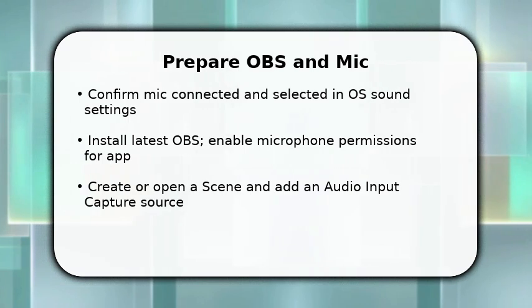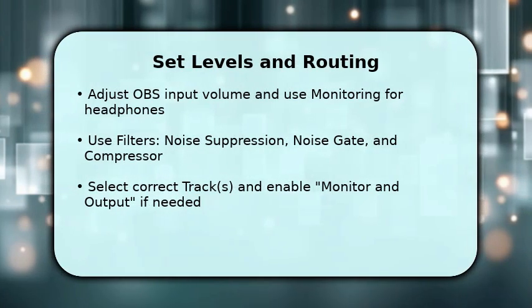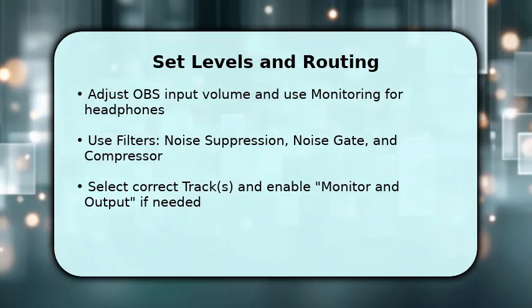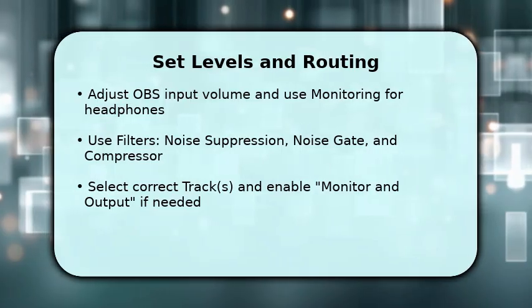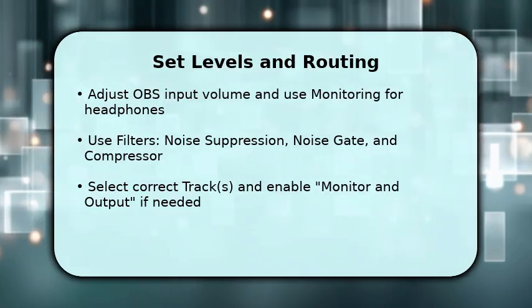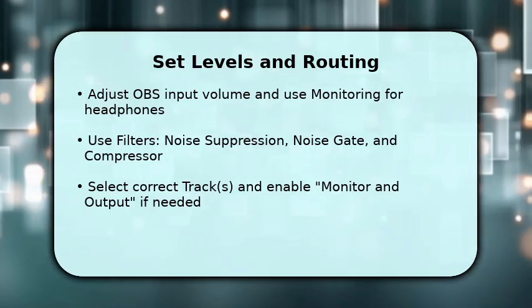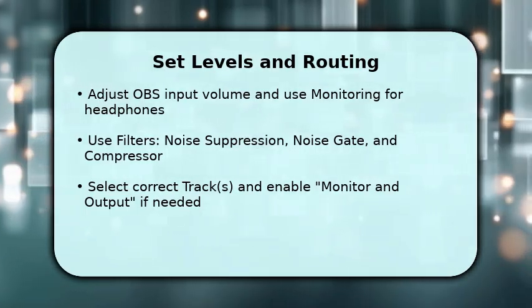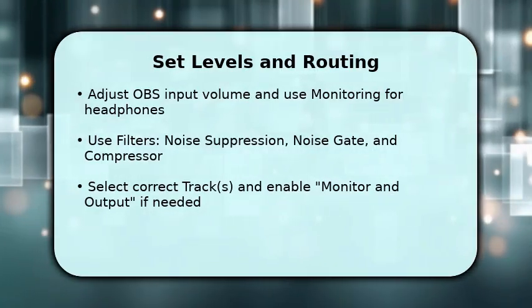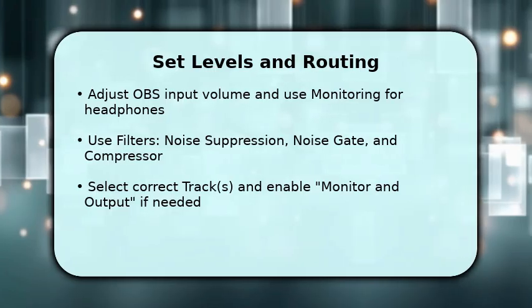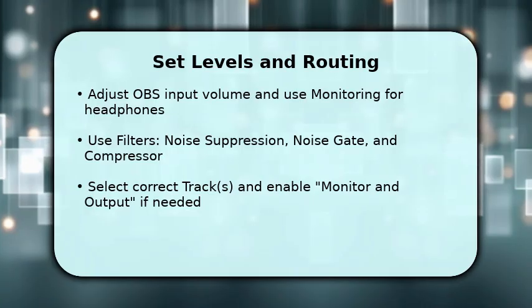Now you'll set levels and routing so your voice sounds clean and records where you expect. In OBS Mixer, speak and adjust the input fader so peaks sit around -12 to -6 dB. Monitor with headphones to avoid feedback. Add filters: noise suppression to remove hiss, a noise gate to cut silence, and a compressor to even dynamics. Make sure the source is assigned to the desired track, and set monitoring to monitor and output if you need live playback while recording.